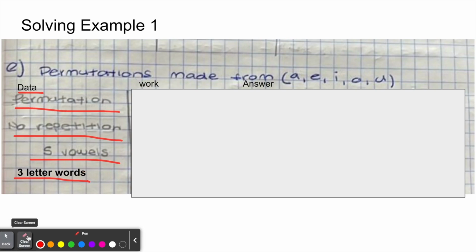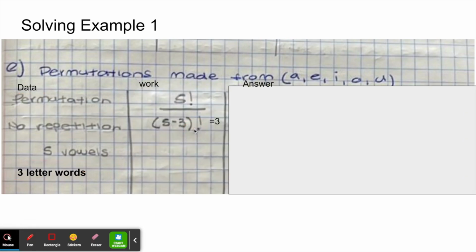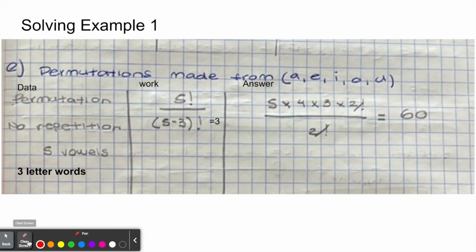So next we will do the work. In the work, you have to put on top the 5, which is the 5 vowels, which is the total number of sets, and on the bottom you put the total minus the selected, which are 3-letter words. This should equal 2. Okay. And on the last column, you should put your answer.